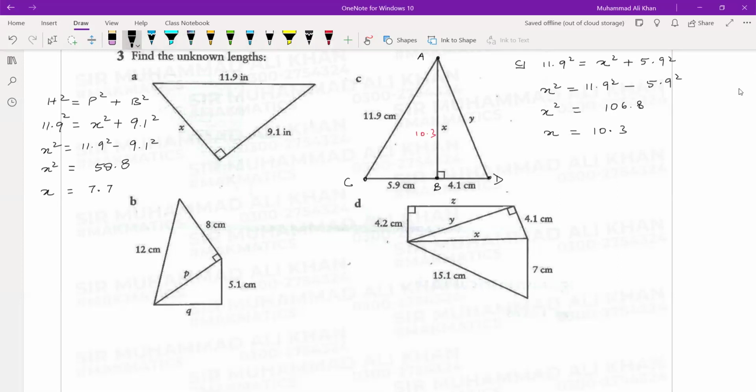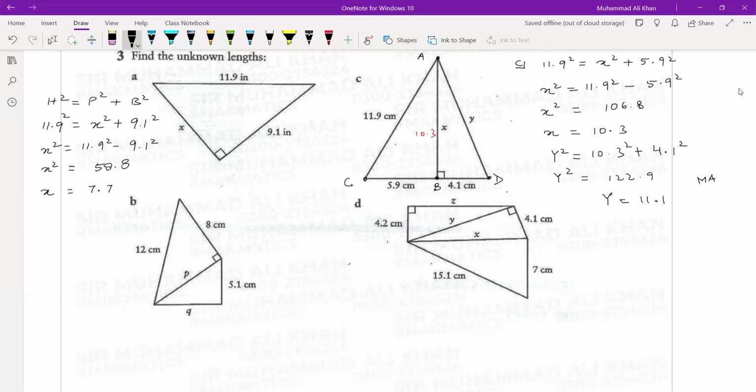So now, I'm again using Pythagoras theorem. Hypotenuse side is y because it is opposite to 90 degrees. So y squared equals to perpendicular is 10.3 squared plus the base is 4.1 squared. What is the answer of y squared? 122.9. Therefore, what is the value of y? 11.1 is the value of y.